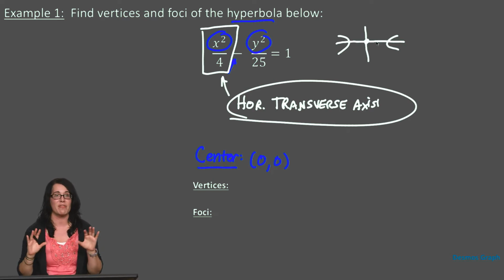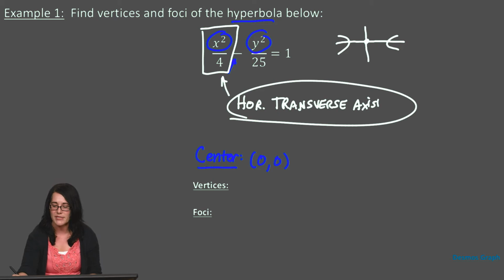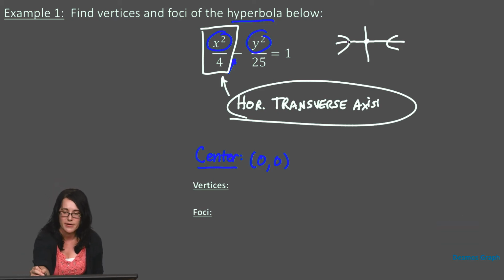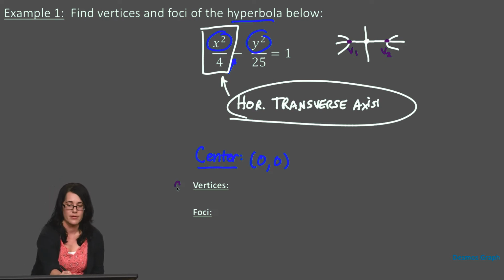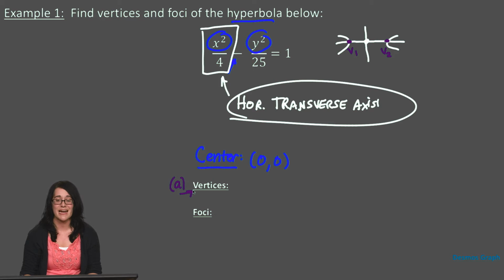Okay, so we have the basic idea here, but we're asked to find the vertices. So I need to find this point and this point, that's like vertex 1 and vertex 2, and I could do that if I knew what letter, A, B, or C. That's right, we need A to get to my vertices. So to get to those vertices, I need to find A.